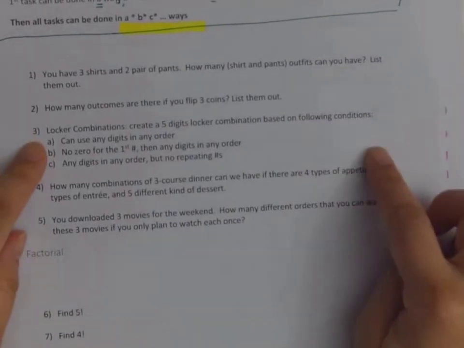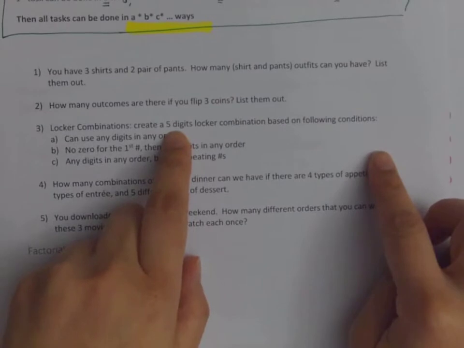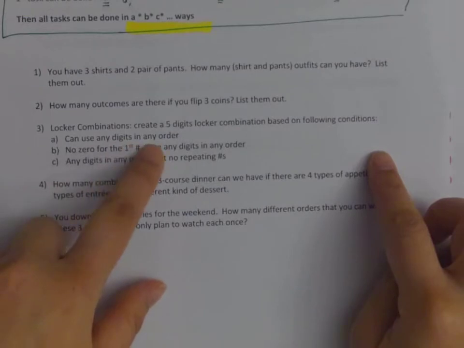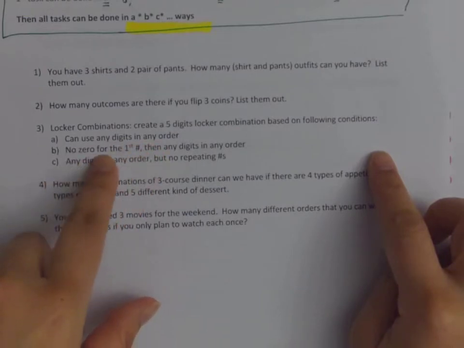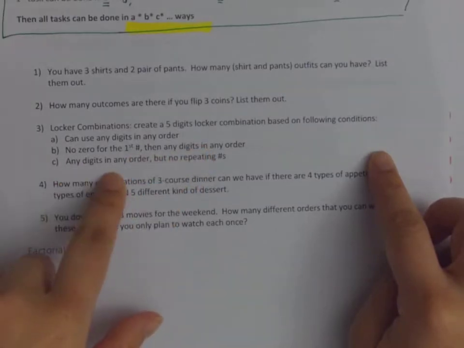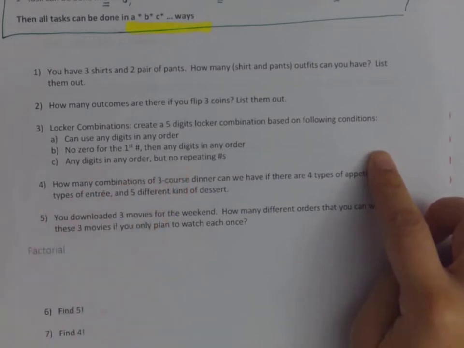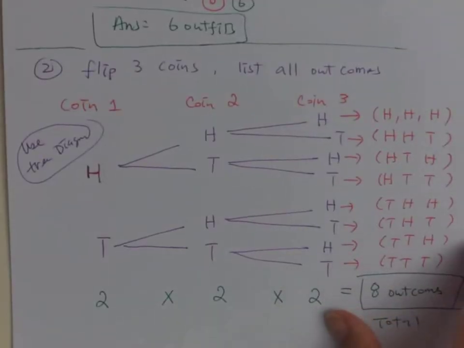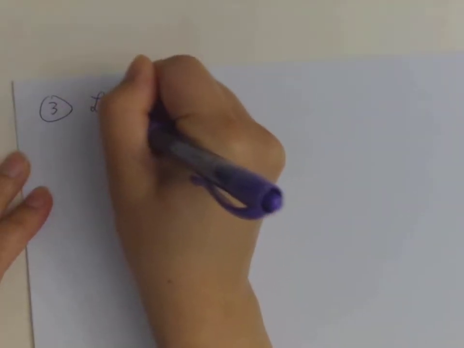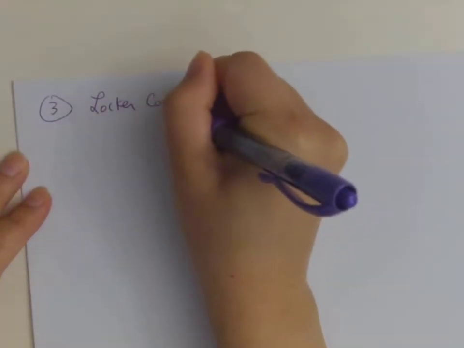All right, let's look at number 3. Say you have a locker combination using 5 digits, based on different conditions. The first one: you can use any number in any order. The second one: no 0 for the first number, then any number in any order. The last one: any number in any order but no repeating. So let's use a piece of paper and write that out. I am doing locker combinations, number 3.